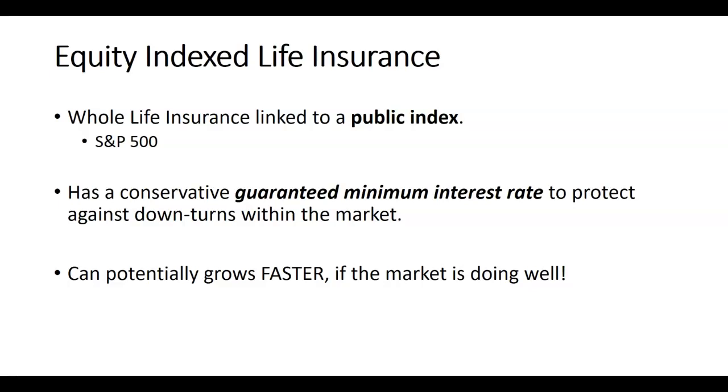So it has a conservative guaranteed minimum interest rate to protect against downturns within the market. If something happens in the market, that's not going to affect your minimum interest rate. You're going to get a guaranteed minimum interest rate regardless of what the market is doing. So it's just something to help protect against inflation and fluctuation. As the consumer price index increases, you don't need any proof of evidence of insurability.